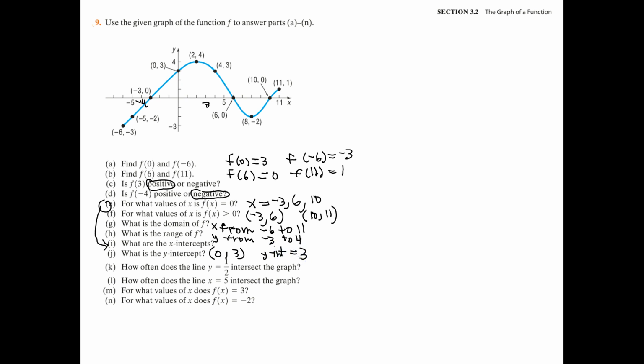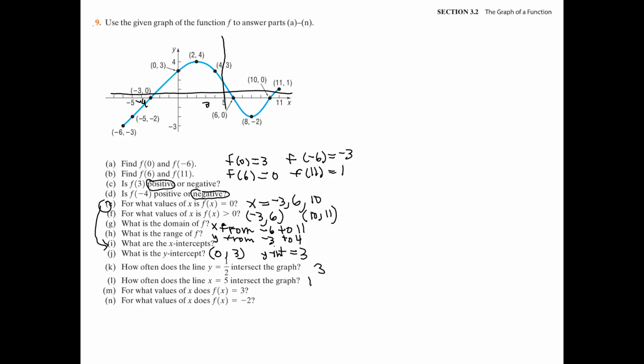How often does the line y equals half intersect the graph? 1, 2, maybe 3 times? Yeah, 3 times. How often does the line x equals 5 intersect the graph? It only intersects once.